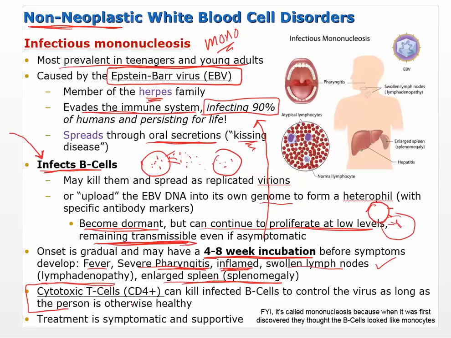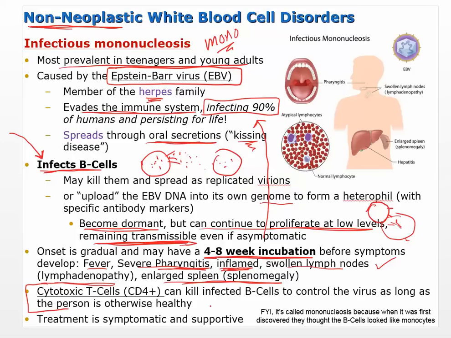Okay, but your T cells then start taking out their brother, the B cell, to try to get rid of it. So the cytotoxic, these CD4 positive cells can recognize, and of course that's partially because of this marker, but they can recognize and they can kill infected B cells. Now, I shouldn't comment too much on that marker because when the virus is active inside the B cells, the CD4 cells will just see it anyway. Okay, so they'll just recognize it as an infected cell, and they can recognize it in that way too. Okay, so they can kill infected B cells to control the virus as long as a person is otherwise healthy.